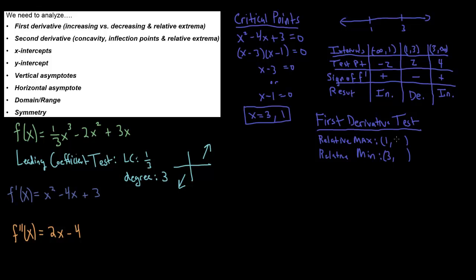Now, let's find the y values for our relative extrema. So that's going back to the original function here. If we evaluate f of 1, you would have 1 cubed divided by 3, so that's 1/3. Minus 2 times 1 squared, so minus 2, plus 3 times 1, so plus 3, and you get 1 1/3, so 4/3. So we have a relative maximum at 1, 4/3.